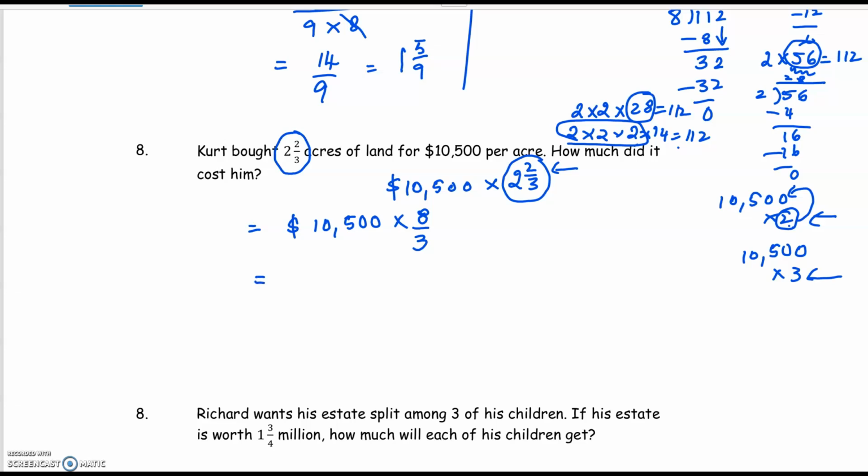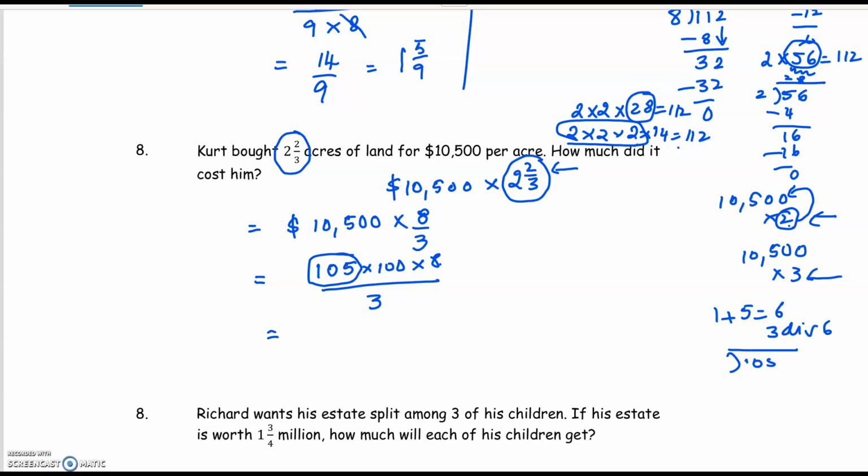So now we have 105 times 100. That's 10,500 times 8 divided by 3. Obviously 3 doesn't go into 8, and 3 doesn't go into 100, so we want to check if 3 goes into 105. We add the digits to get 6. 3 divides 6, so we know that we can divide 105 by 3 and not get any remainder.